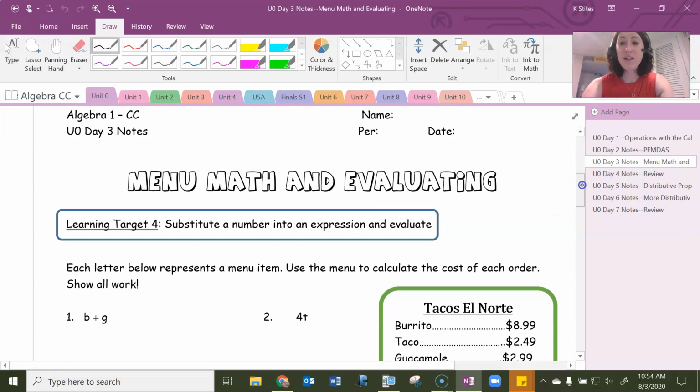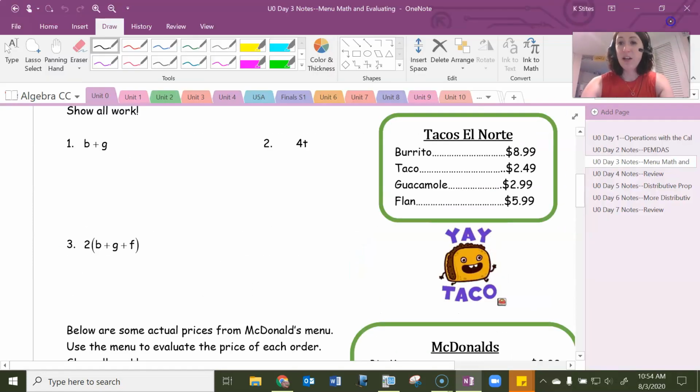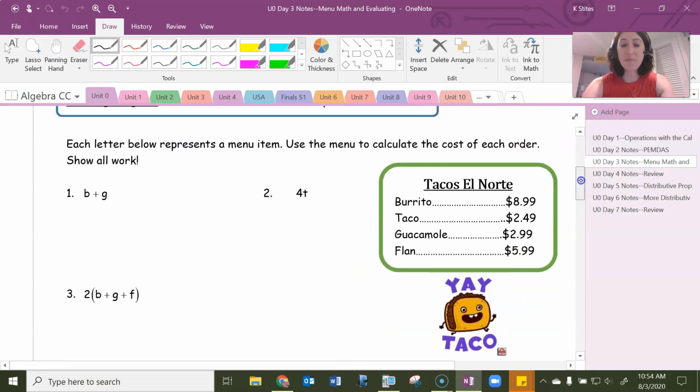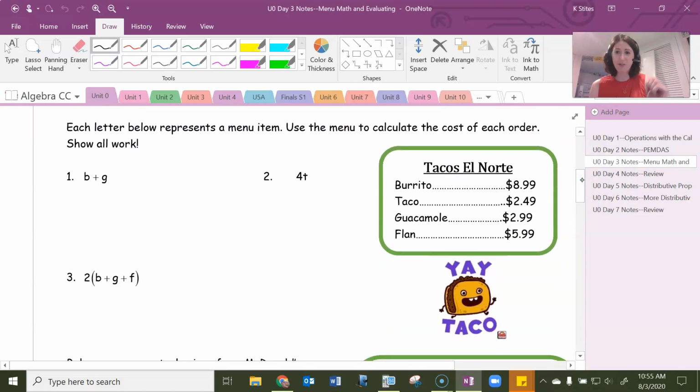So here we have some Tacos El Norte menu items, which is a wonderful restaurant if you have not been. And we have a burrito, a taco, some guacamole, and some flan. And you have the prices. And each letter represents a menu item. All we're going to do is use the menu to calculate the cost of each order. And even though we're going to type everything into our calculator, I do want you to write down and show the work. Okay, can you just humor me with that?